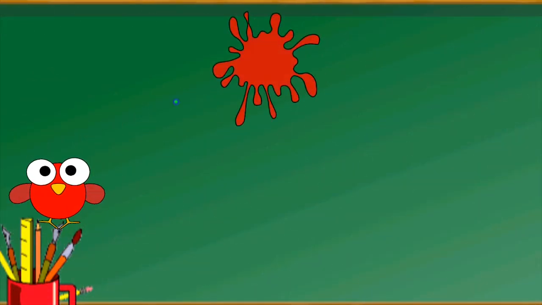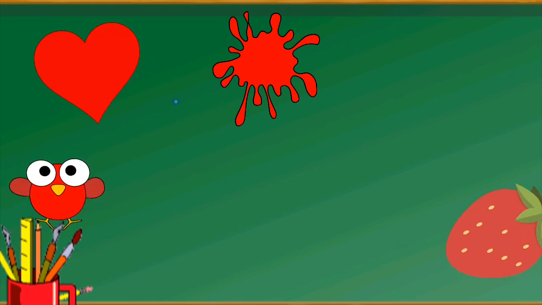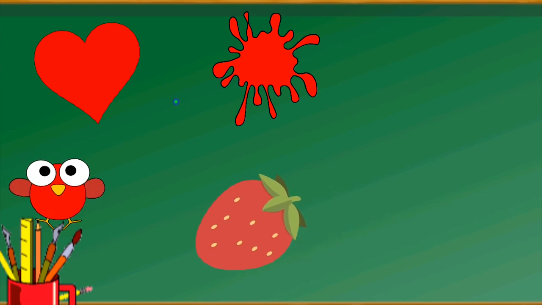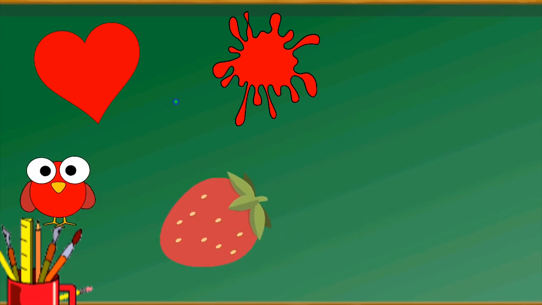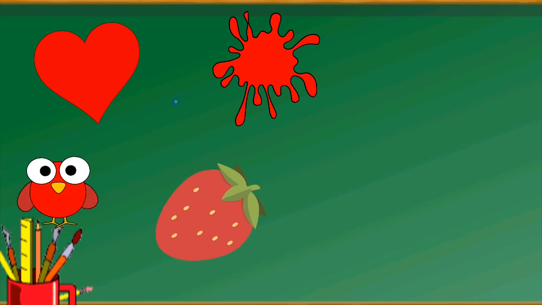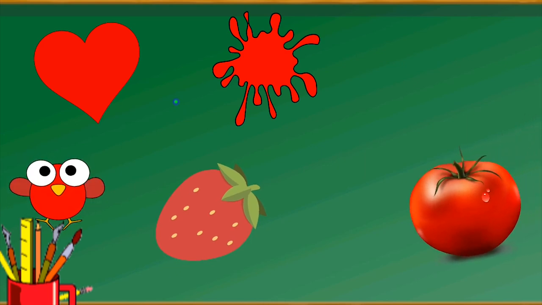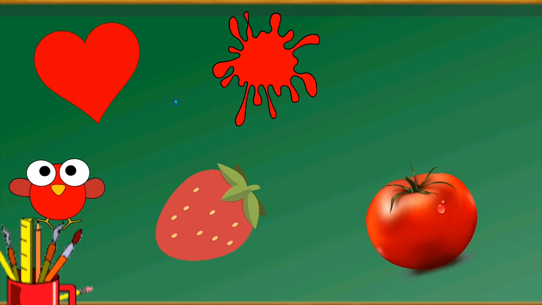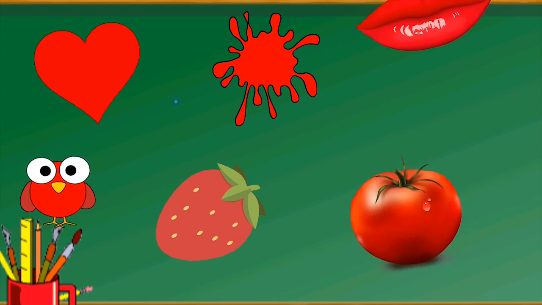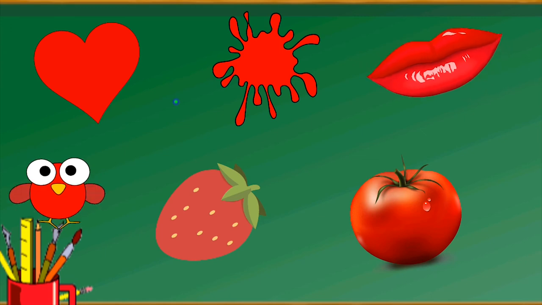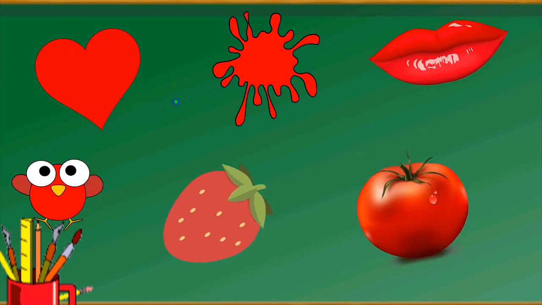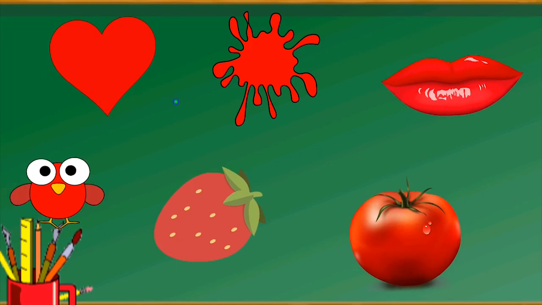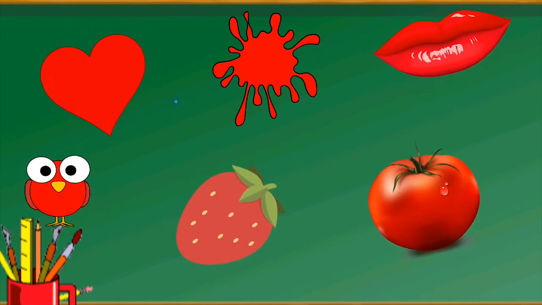This is the red color. The heart is red. The strawberry is red. The tomato is red. And the leaves are red. Red heart, red strawberry, red tomato, and red leaves.